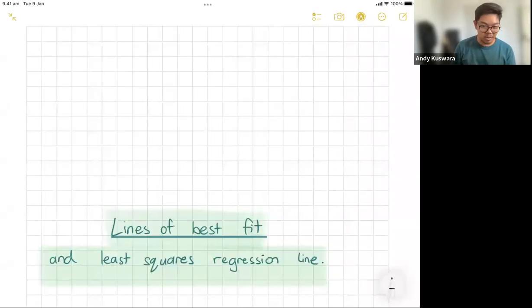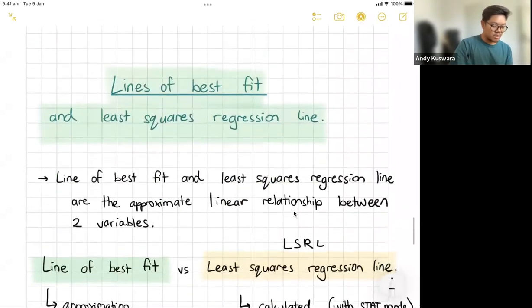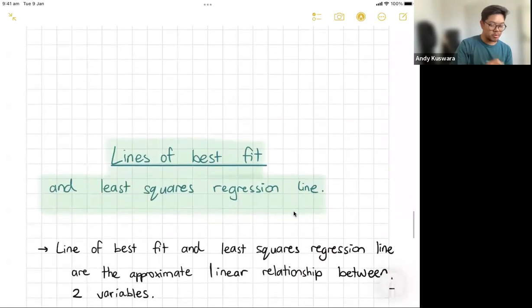Okay, so today's lesson, we are talking about lines of best fit. And not only that, we're also going to look into this thing called the least squares regression line. Okay, so it's kind of like they're the same, but not the same. So I'll try not to overwhelm you with too much information.